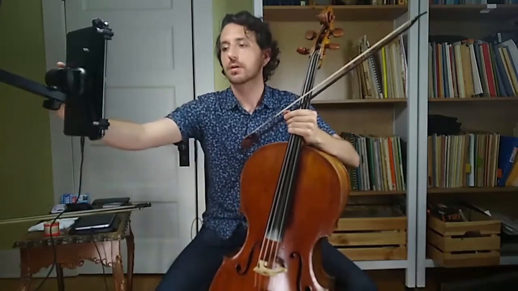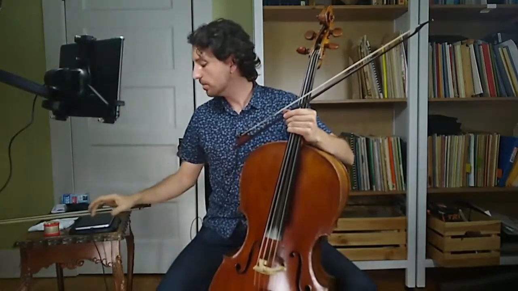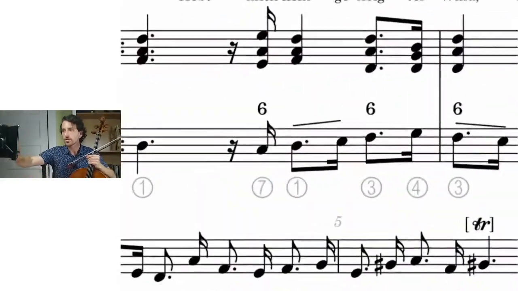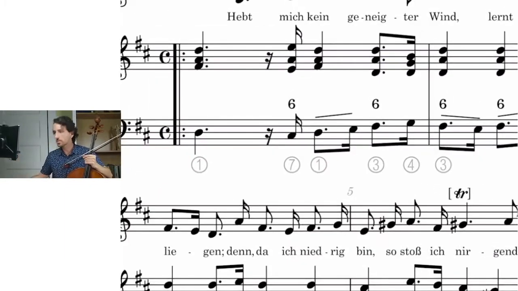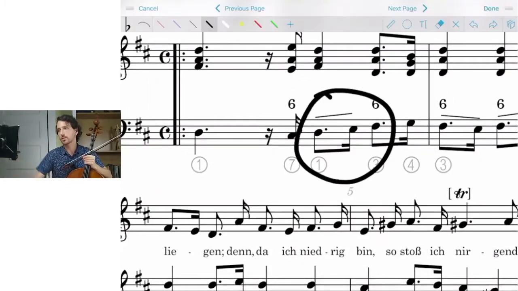You'll notice, I'm just gonna show you a little bit of this here. Right here, we've got this pattern: one, two, three, and. So now we are posed with a question, everyone. Is this supposed to be equal and right on the money? Are we allowed to have a little bit of swing in there?